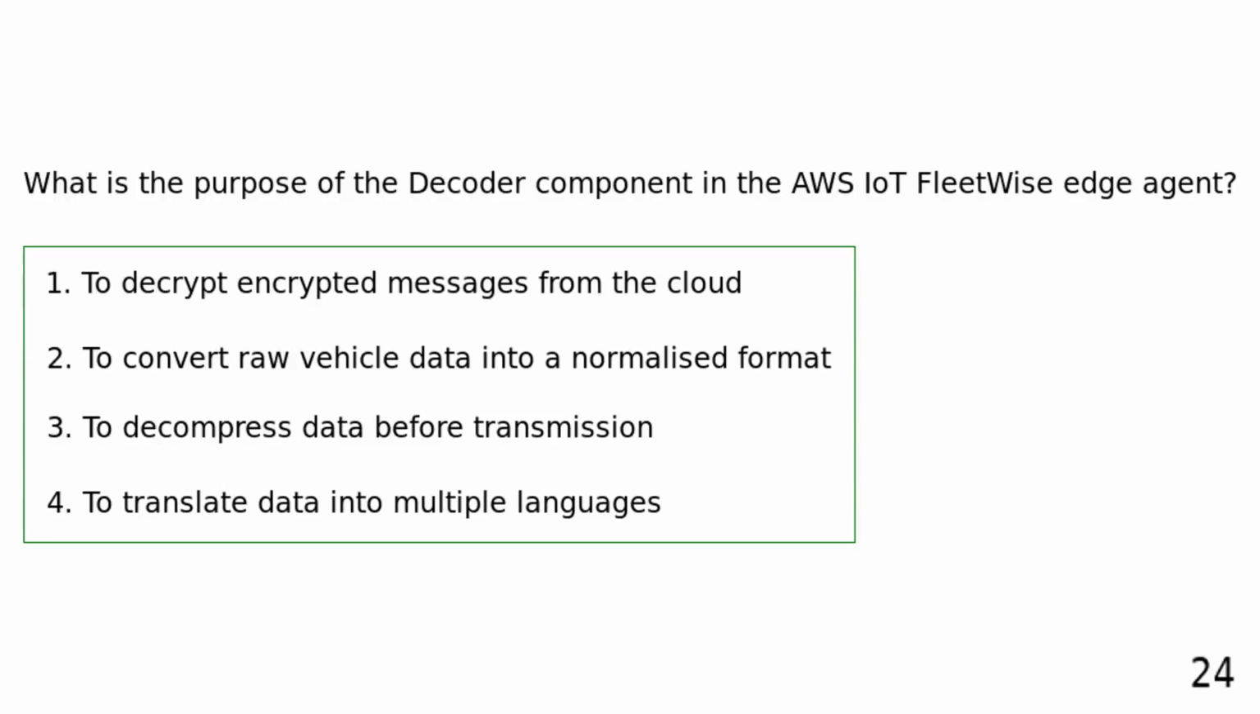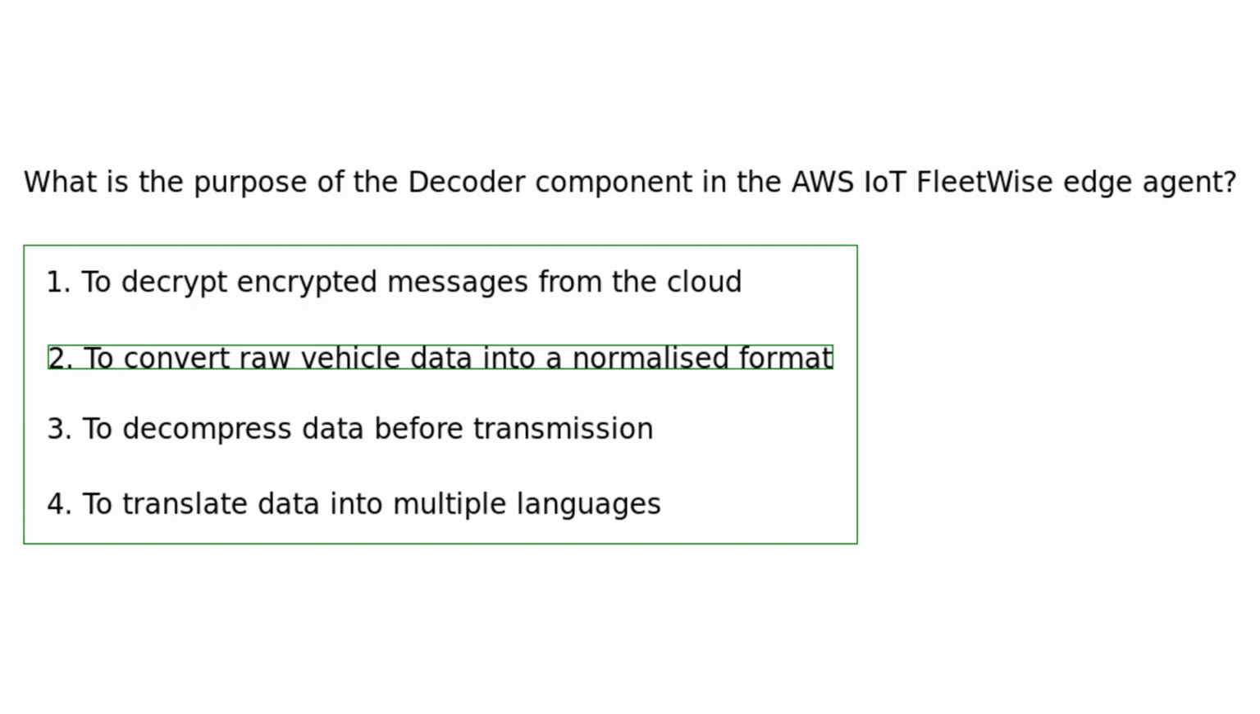What is the purpose of the decoder component in the AWS IoT FleetWise Edge agent? To decrypt encrypted messages from the cloud. To convert raw vehicle data into a normalized format. To decompress data before transmission. To translate data into multiple languages. The decoder component in the AWS IoT FleetWise Edge agent is responsible for converting raw vehicle data into a normalized format, making it easier to process and analyze.